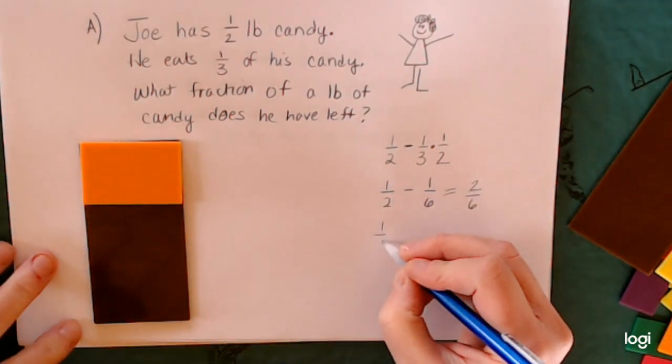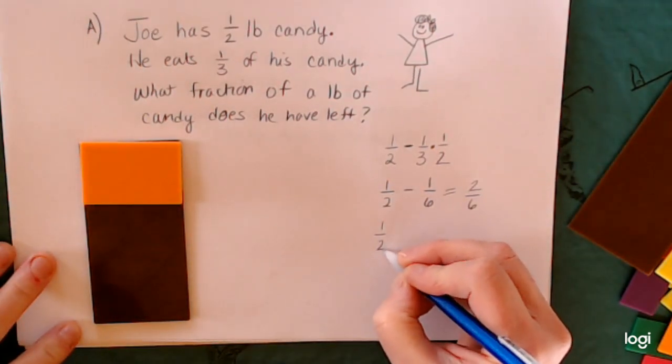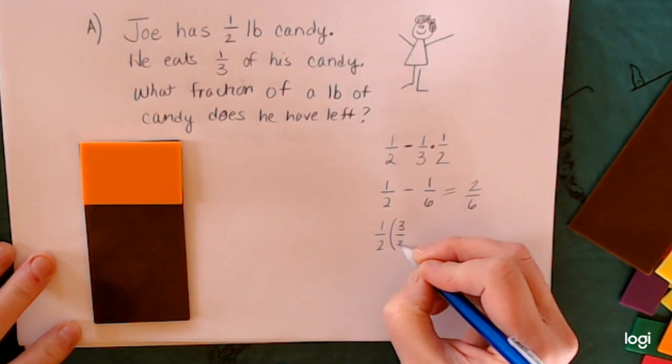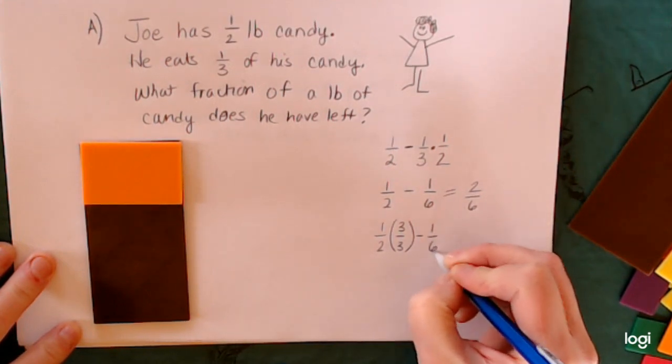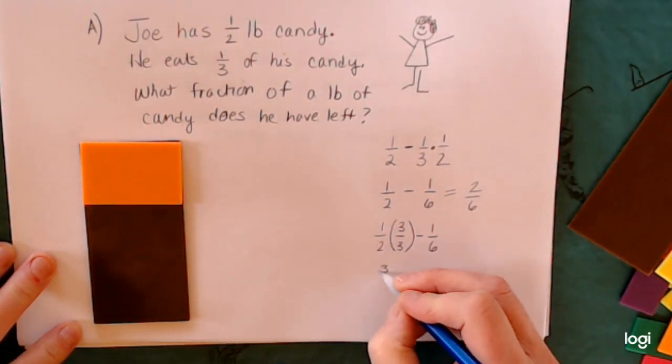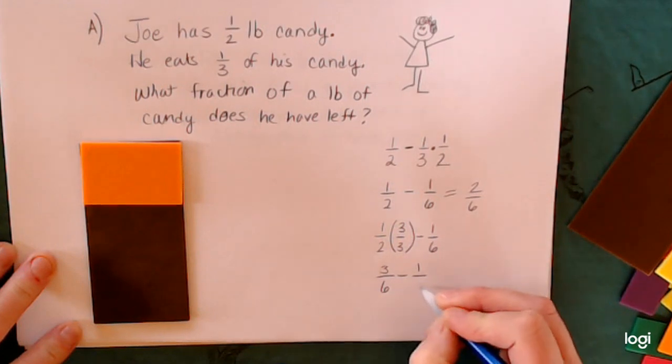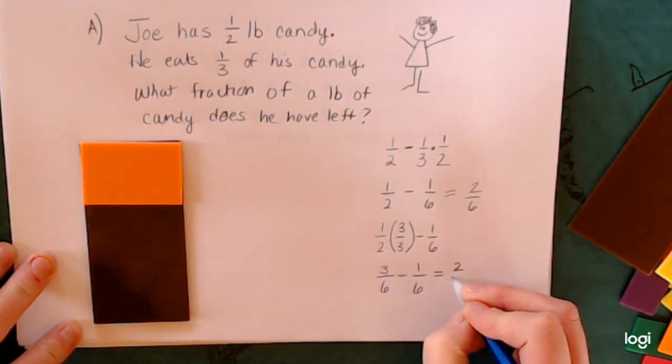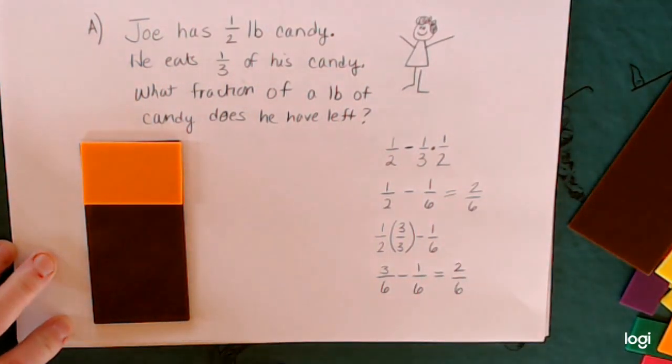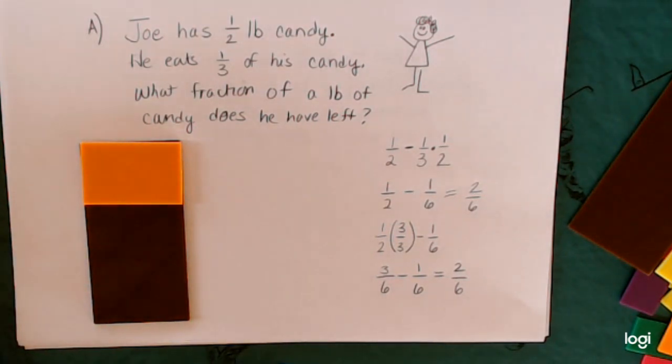Notice that if you solve this problem by changing this into 6, here I'll multiply by 1, then I get 3/6 minus 1/6, and that is 2/6, or a third of a pound of candy is what is left.